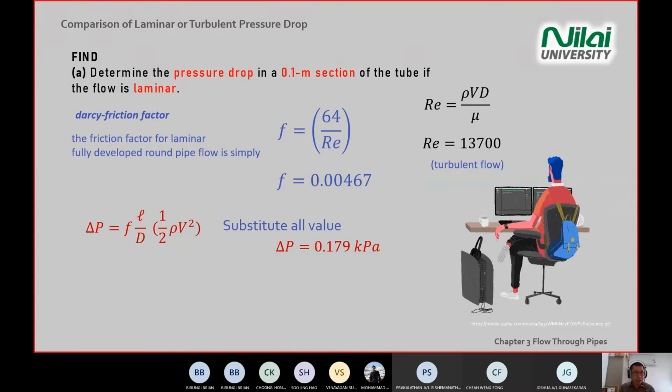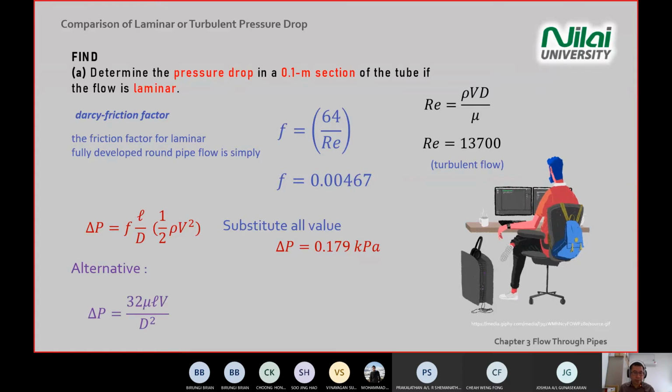Delta P equals f L divided by D times half rho V squared. And another alternate equation will be used at the bottom there. You will see on the screen another formula that you can use: delta P equals 32 mu L V divided by D squared. So the derivation of these two equations was covered in my previous slide. So make sure you go and read it.